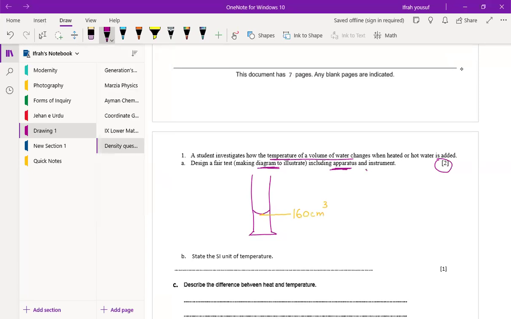Which instrument do you have to take in order to measure the temperature? बेटा, temperature measure करने के लिए which instrument should you consider? Thermometer, yes. Okay, so you can draw a thermometer.